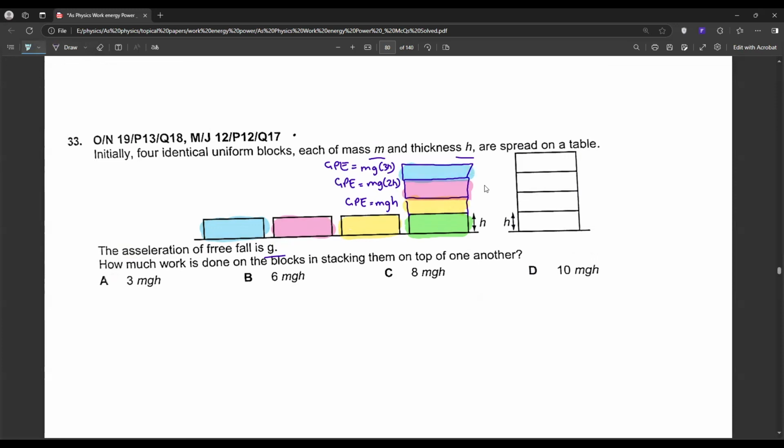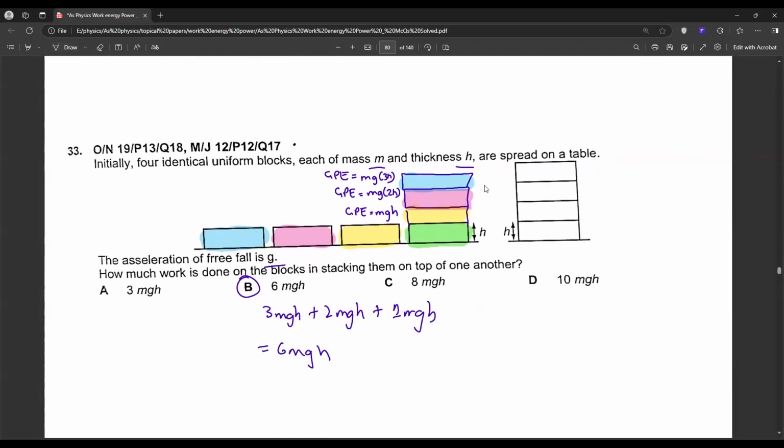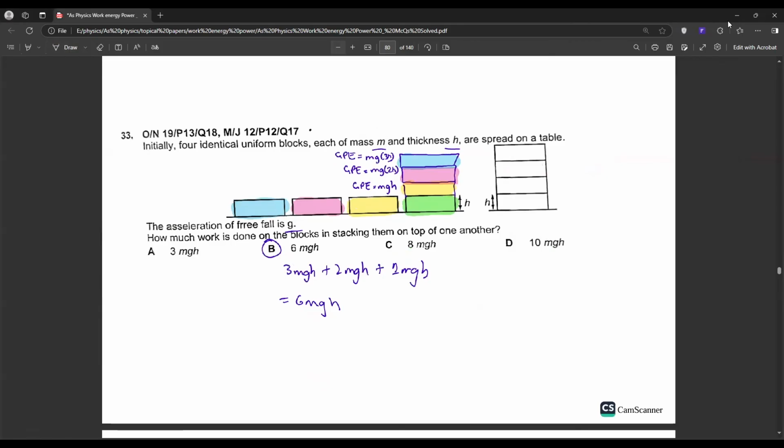What is the total gain in gravitational potential energy in stacking them over one another? 3 mgh plus 2 mgh plus 1 mgh. The answer comes out to be 6 mgh. The answer is B. Let me see. This question is 80. The answer to 80 should be B. Perfect. Yes, it is B.